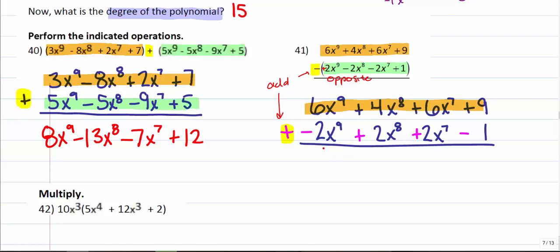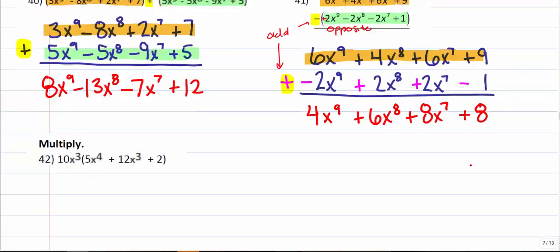And so now I'm ready to combine. 6 and negative 2 added together, or just simply 6 minus 2, would be 4. 4 plus 2 is 6. 6 plus 2 is 8. And 9 minus 1 is 8. So that's pretty awesome.